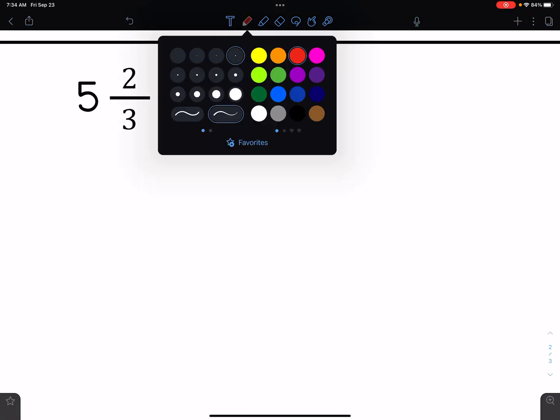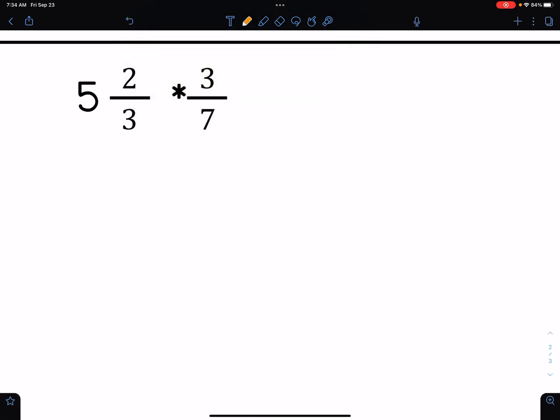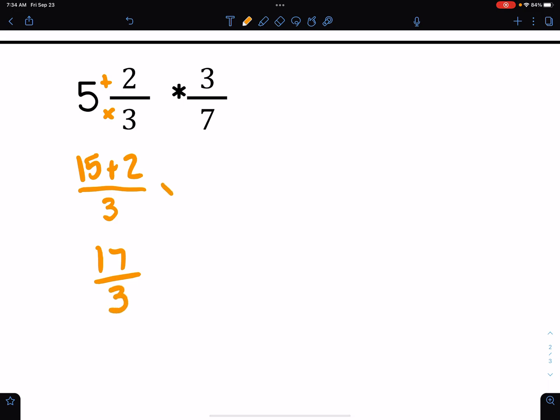Okay, we're going to do the same thing again. We're going to simplify. 5 times 3 is 15, plus the 2 is going to make it 17 over 3. The 3/7 is already a fraction that we can multiply, so I'm just bringing it down.